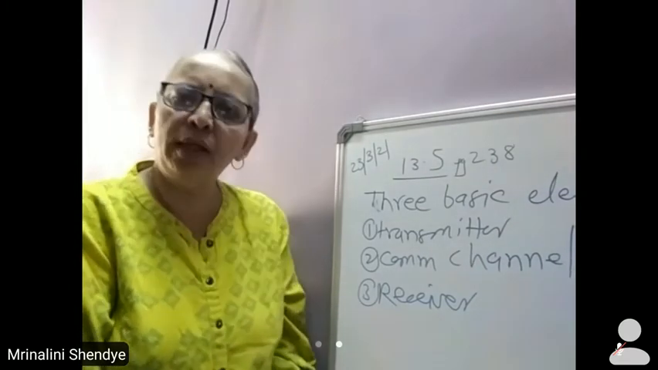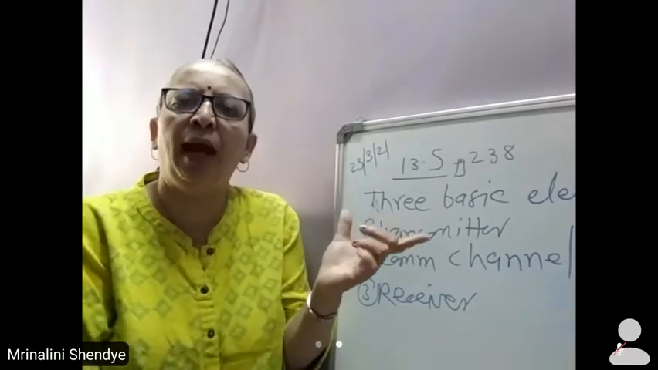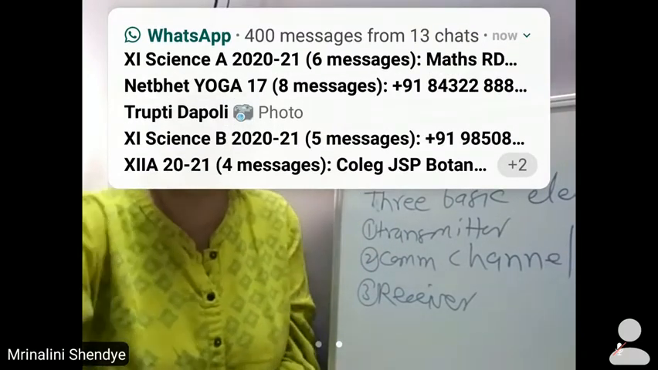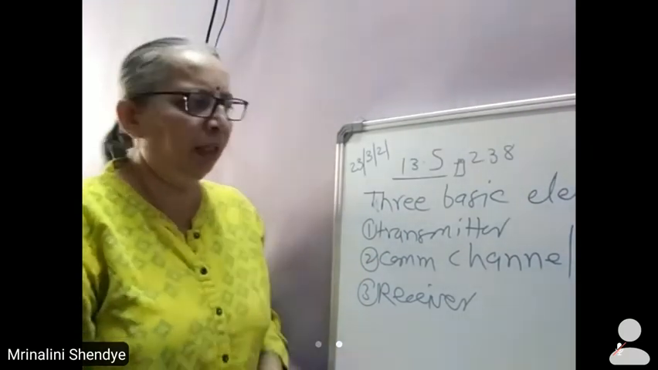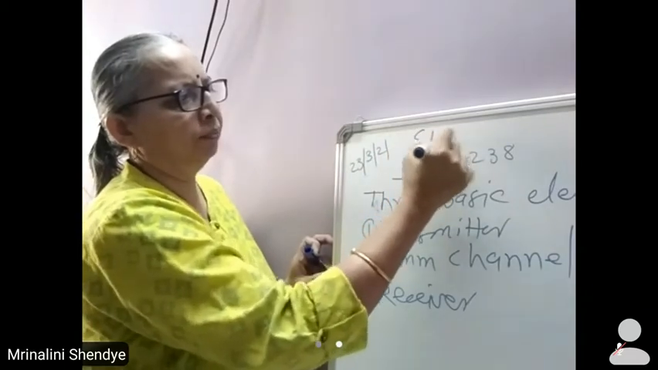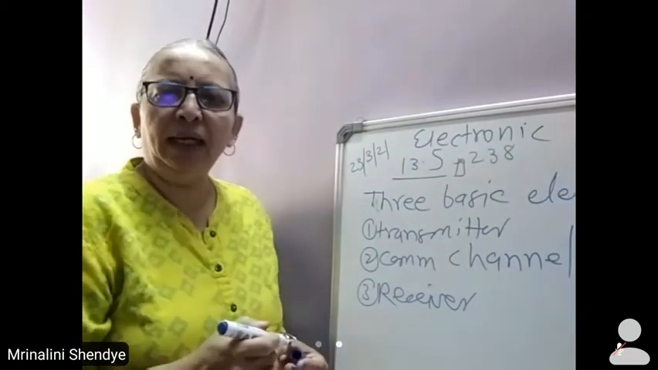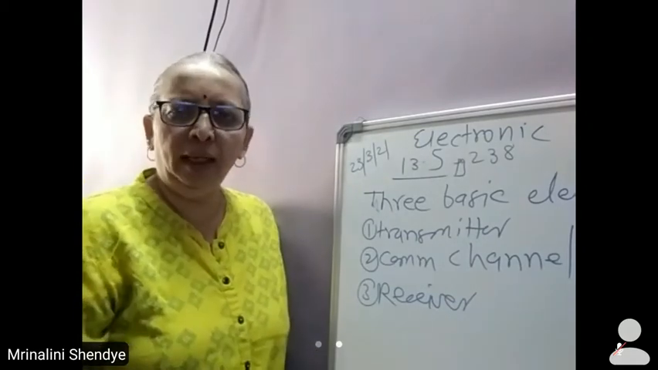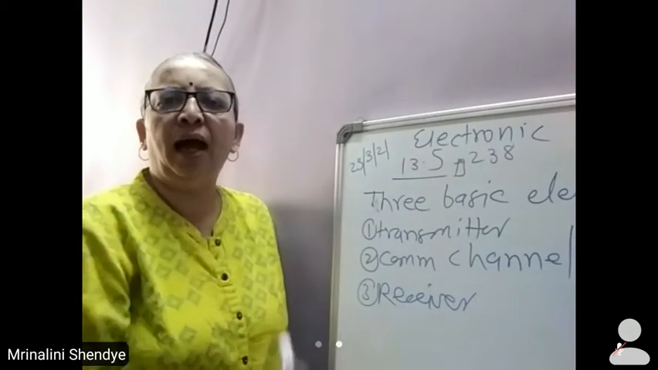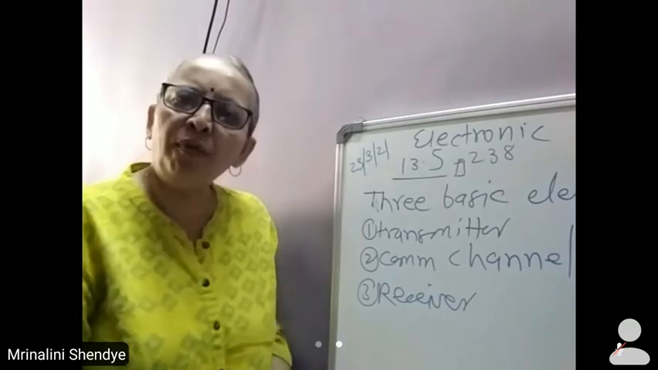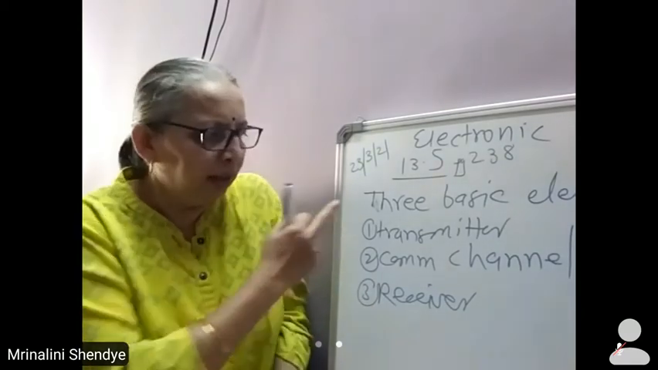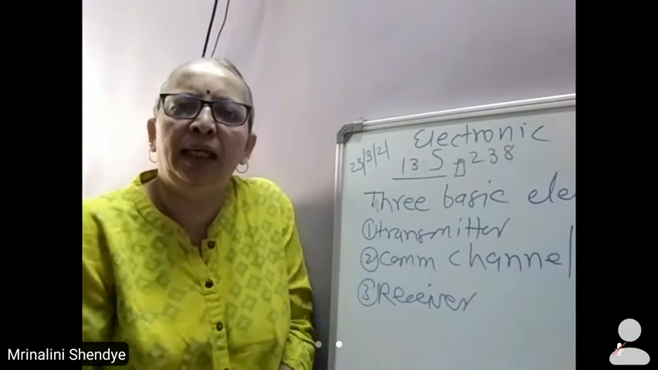I have already told you this communication system has three types. Most commonly used communication system is the electronic one. But whether it is electrical, electronic, or optical, these three basic things are required. The setup of a communication system has these three basic elements.